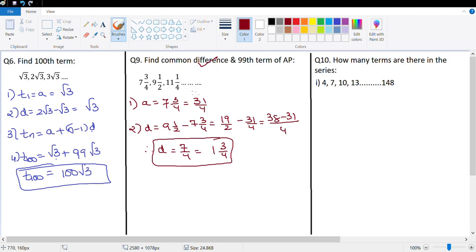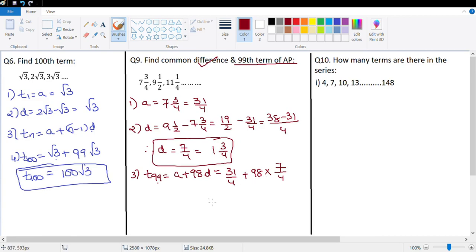So that was the first part of the question. Find the common difference. Now to calculate the 99th term, T99 will be equal to A plus 98 times D. N minus 1, so that's 99 minus 1 times D. When I substitute values, I get A, which is 31 upon 4, plus 98 times D, which is 7 upon 4. Yes, that's correct. 31 upon 4 plus 98 into 7 upon 4.